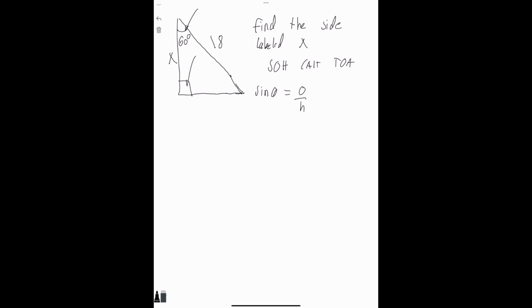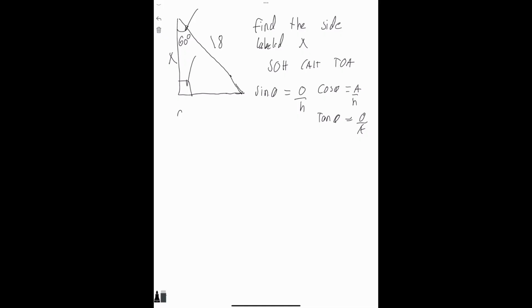Do we use sine of theta? Do we use cosine of theta, which is adjacent over hypotenuse, or do we use tangent of theta equals opposite over adjacent? So what do we have? We have our hypotenuse, which is 18, and we have our adjacent side, which is x. Okay. So that's what we're solving for. So let's go out of our way and use tangent. Now we're going to replace theta with 60 degrees because we have it here.